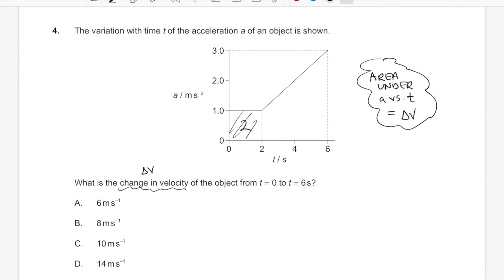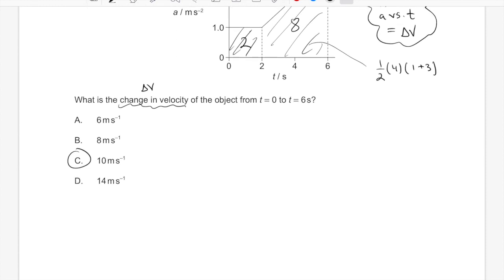We clearly see we have an area of 2 there, and then, okay, trapezoid. Use the trapezoid formula if you want to, or just divide it up into a triangle and a rectangle. I just like the trapezoid formula. You get it sort of in one go. So that's half times the height times the sum of the two bases, the parallel sides. So you get 2, 8, and 10 in total.